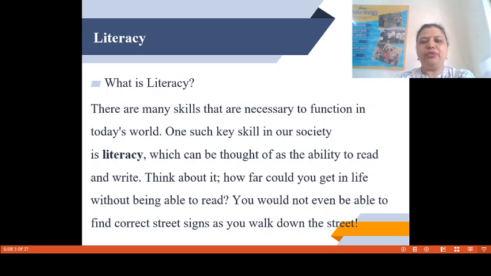Before going to the topic emergent literacy, very first we would like to discuss what is literacy. There are many skills that are necessary to function in today's world. One such key skill in our society is literacy, which can be thought of as the ability to read and write. Think about it. How far could you get in life without being able to read? You would not even be able to find correct street signs as you walk down the street.